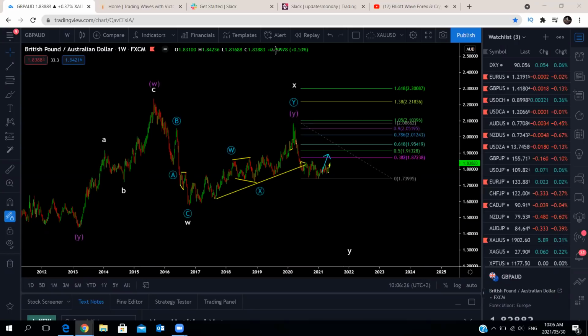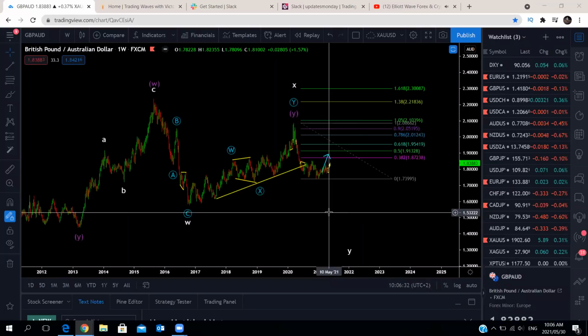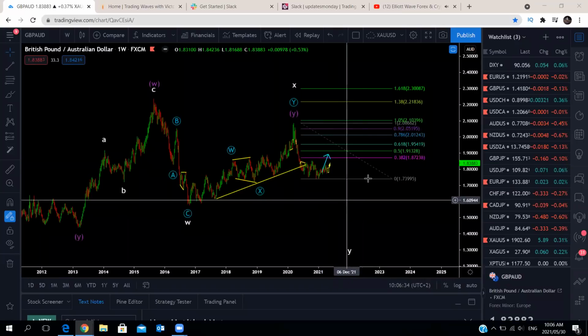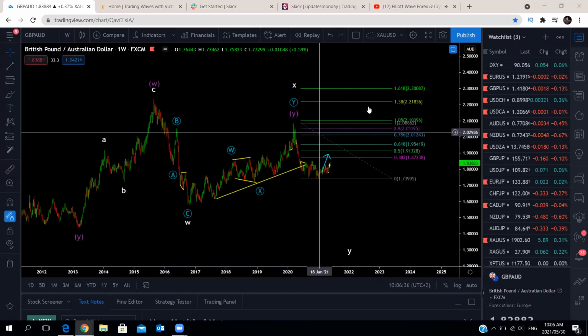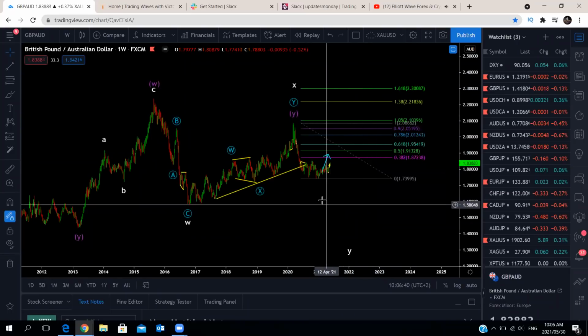I want to start, before we go through the rest of the pairs, with Pound AUD, because Pound AUD has been a bit of a mess in the last couple of weeks. So let's have a look at what is happening historically with Pound AUD as well as Pound New Zealand.